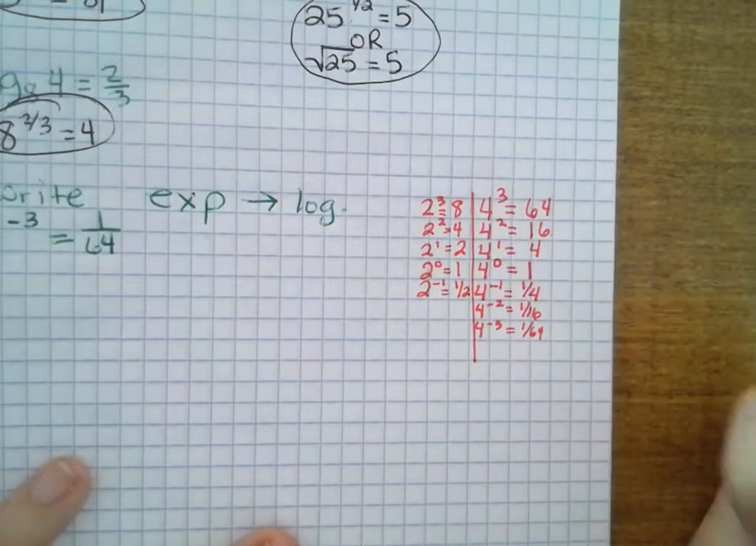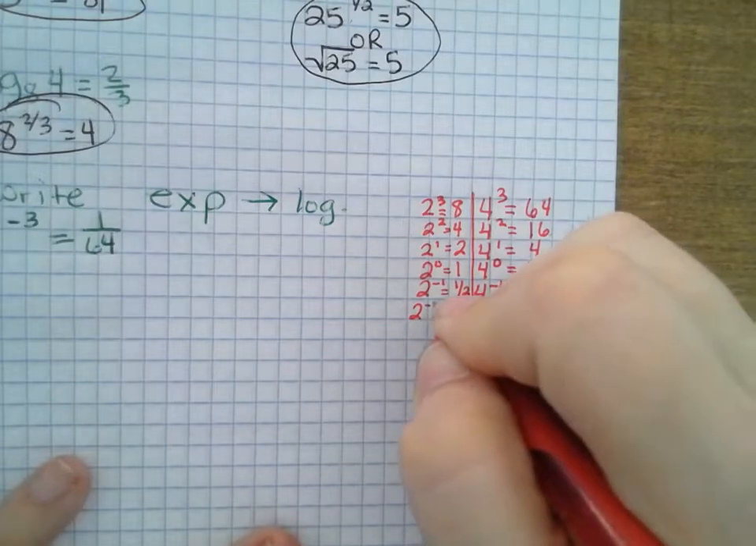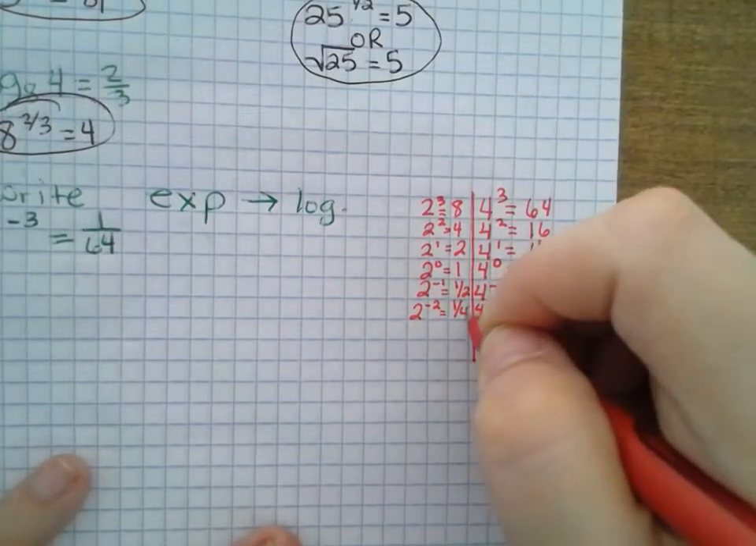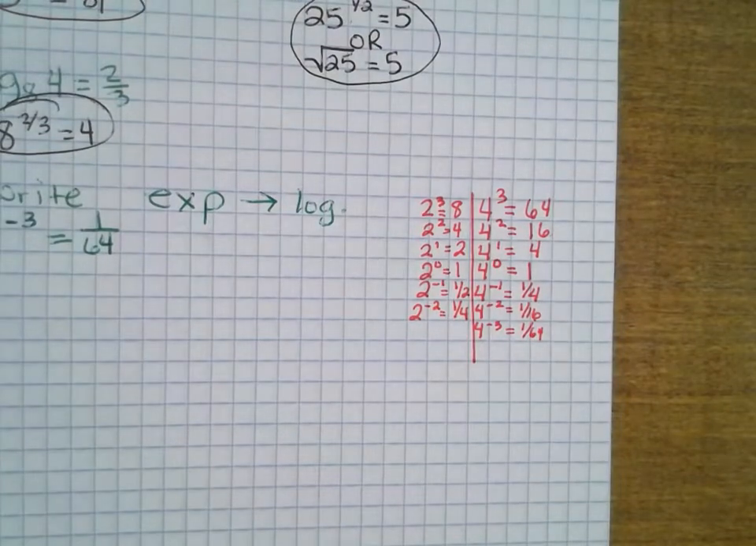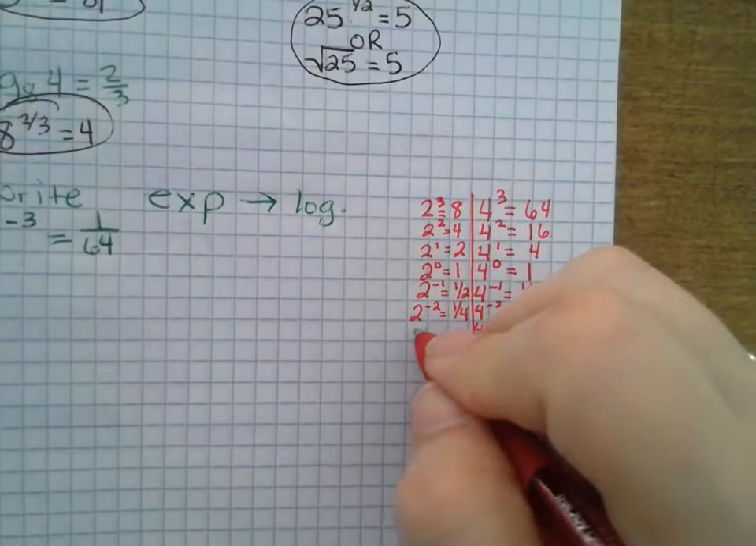1/2. That 2 drops down. What is 2 to the negative 2? Why? Well, that's 1 over 2 squared, and 2 squared is 4. So that's 1/4. Keep going, this is fine. Okay, 2 to the negative 3.